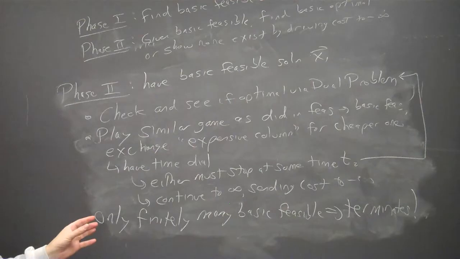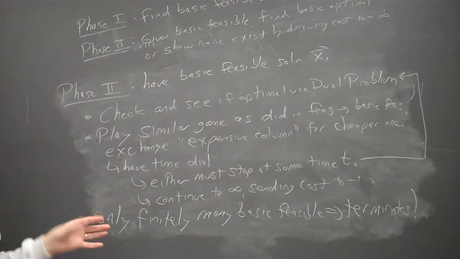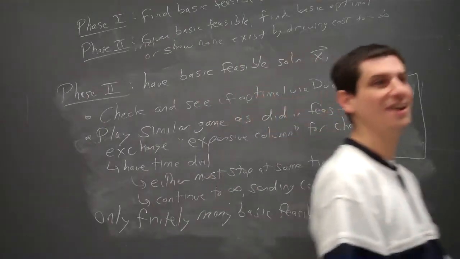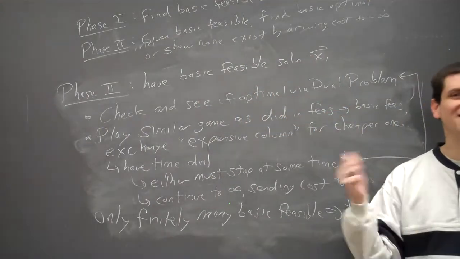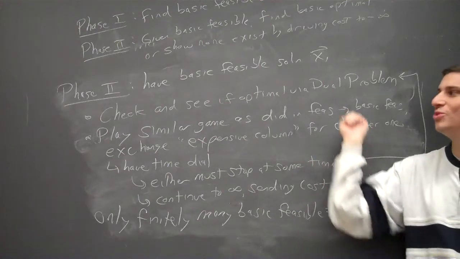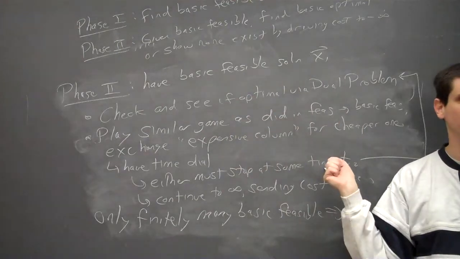So now I'm hoping you're seeing why we care so much about basic feasible versus feasible. How many feasible solutions are there? Infinitely many. How many basic feasible solutions? Finitely many. There are only finitely many basic feasible solutions, and so we can now go through the basic feasible solutions.